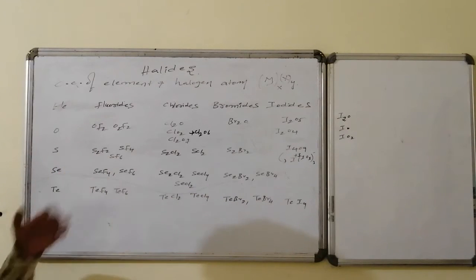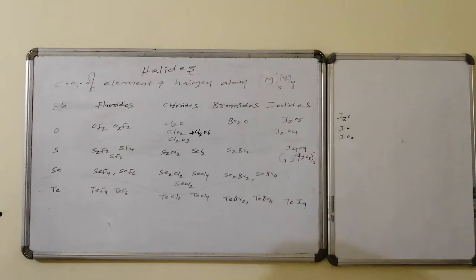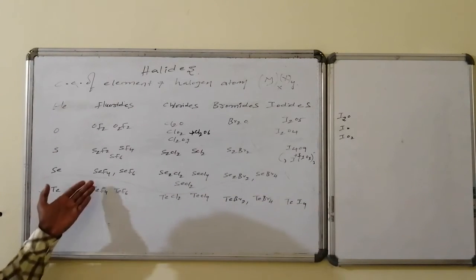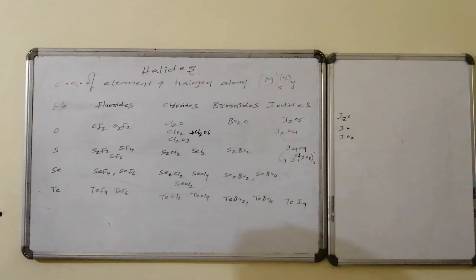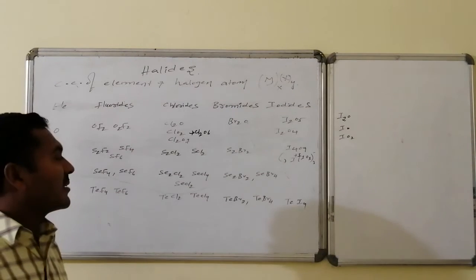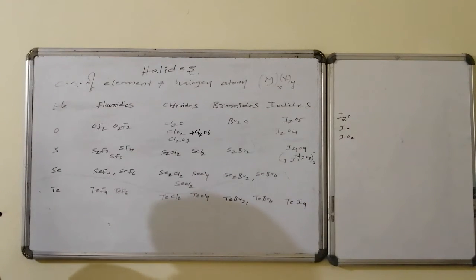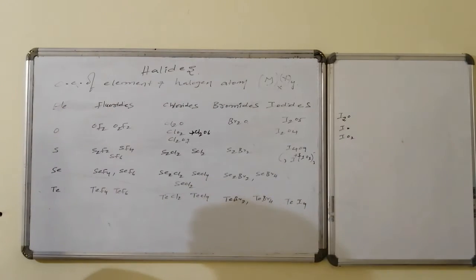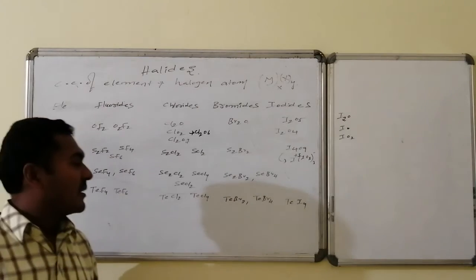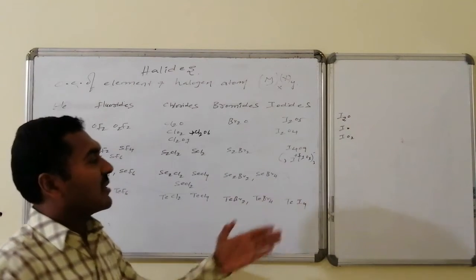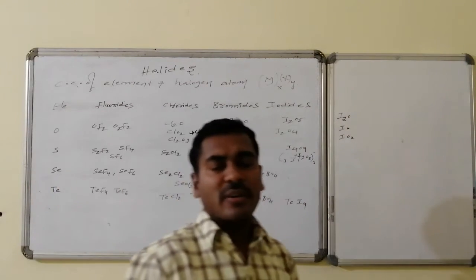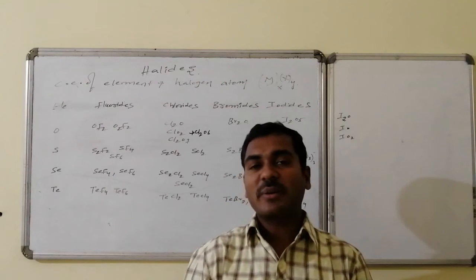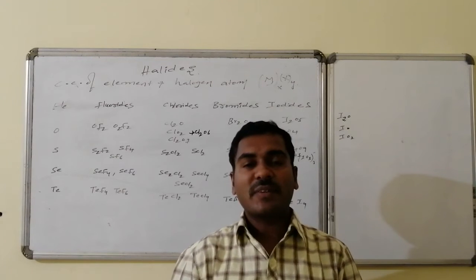Similarly here, disulfur difluoride, sulfur tetrafluoride, sulfur hexafluoride, disulfur dichloride, sulfur dichloride, and similarly selenium tetrafluoride, selenium hexafluoride, diselenium dichloride, selenium tetrachloride, selenium dichloride, and tellurium hexafluoride, tellurium tetrachloride, tellurium tetrabromide, tellurium tetraiodide. Like this, some of the important halides, which are the chemical combination of the 6th group element with the halogens, are presented in the form of a table.